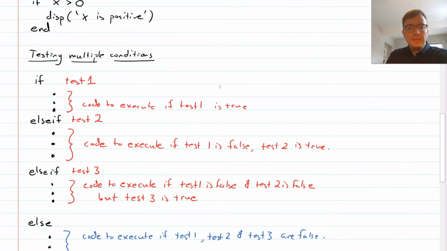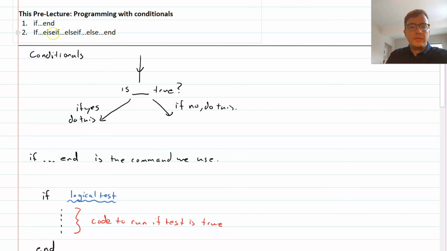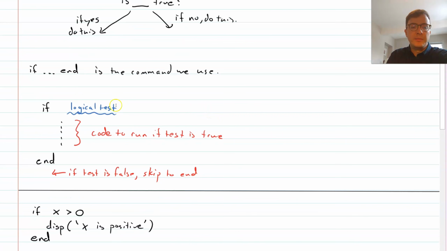Let me sum up here. I've taught you the syntax for how to run conditional if statements in your code. So basically, create a branch. If something is true, do something. If something is false, do something else. And the simplest way is just using if and end. Okay, so then if, test something, and then if it's true, run this code, and if it's not, skip to the end.